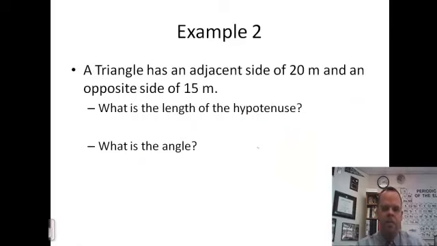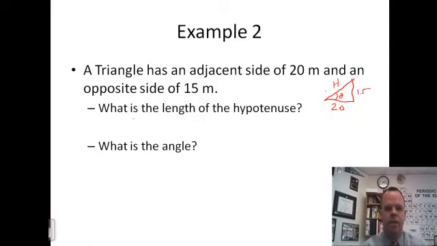Second example problem. This triangle has an adjacent side of 20 and an opposite side of 15. So this is 20, this is 15. We want to figure out how long is the hypotenuse and what is this angle.